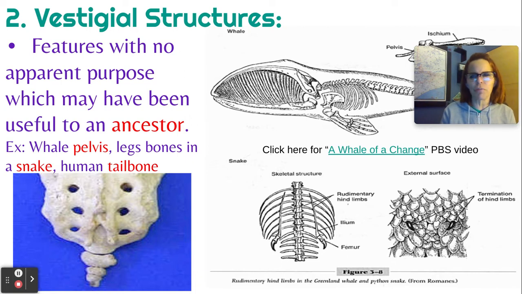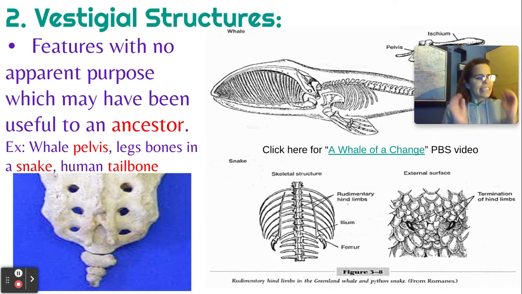This one I think is a hard one to remember. A vestige of the past, that might be a phrase that you're familiar with. So that's something that we have in our bodies now, or different species have in their bodies now, that may have been useful to an ancestor, but isn't used anymore. The classic wild example is that whales have a pelvis.